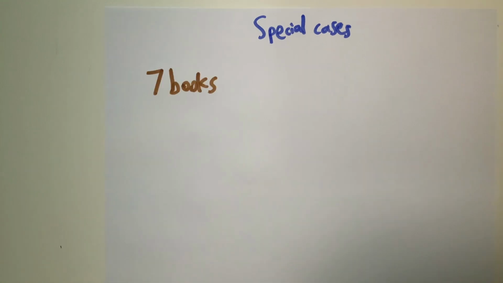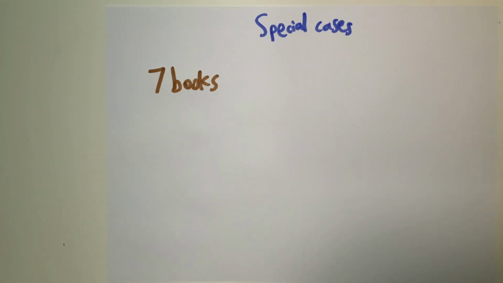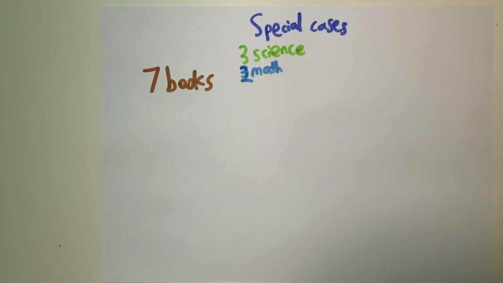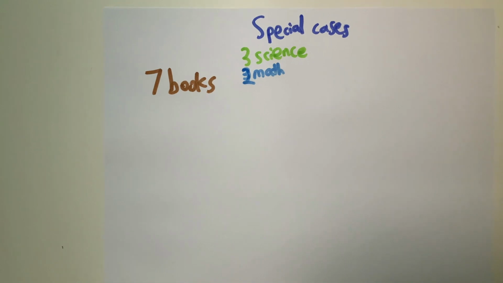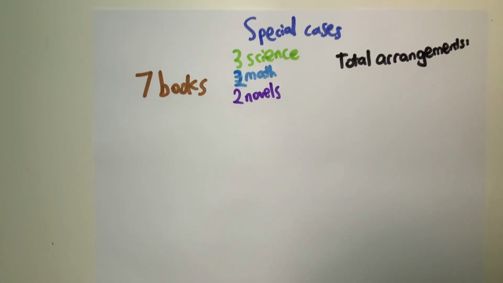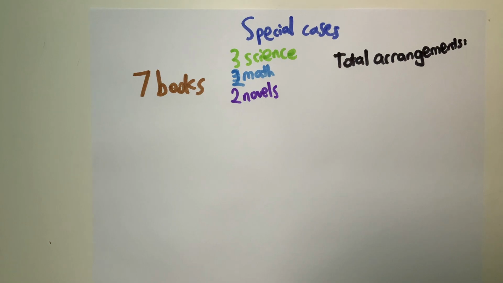Special arrangements. Let's take a look at some cases that deviate from the fairly straightforward arrangements that we have presented before. Suppose that the same person wishes to arrange 7 different books on a shelf. The books come in 3 types: 3 science, 2 maths, and 2 novels. What is the total number of arrangements possible? That is simply 7 factorial, or 5,040 possible arrangements.